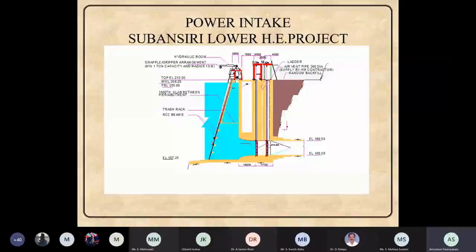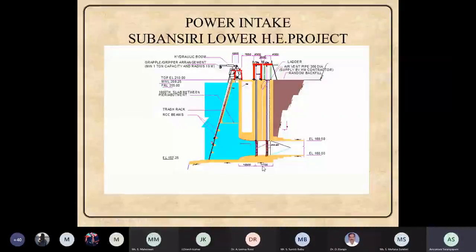Okay, so this is the main power intake which will have a main gate here. This is the trash rack portion where the trash will be stopped, and after that pure water will get inside. This is the main gate, the service gate, and after that this is the stop log gate. Whenever the service gate is repaired, then we will put the stop log to repair this gate, and after that the water will go inside.